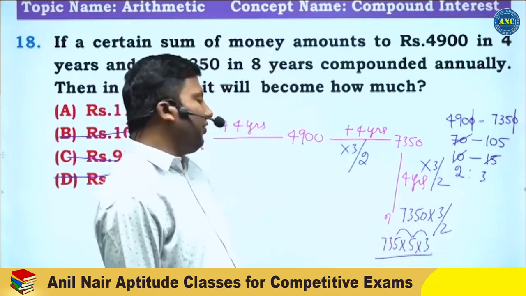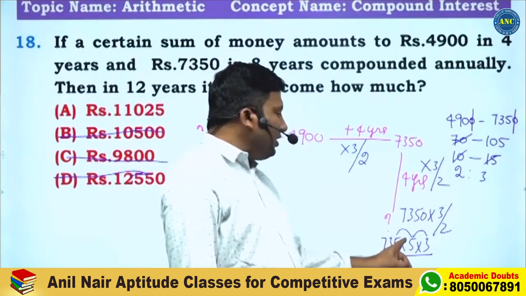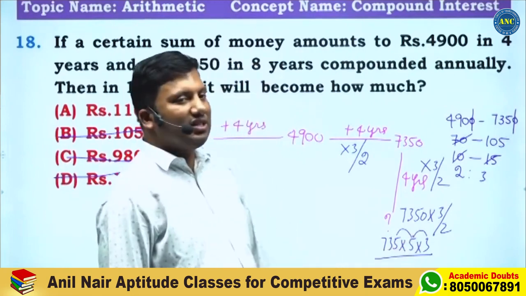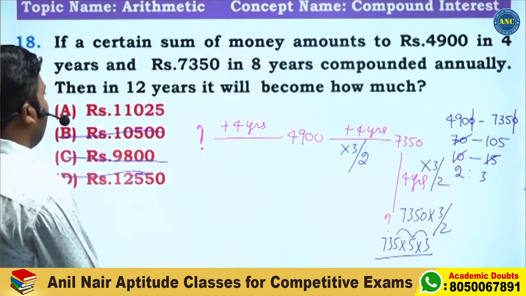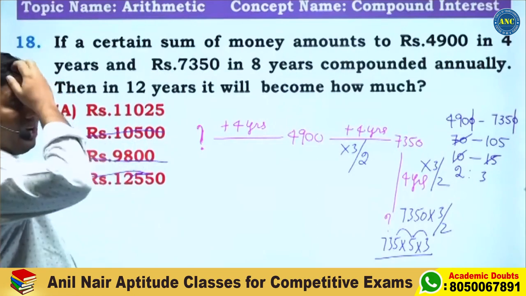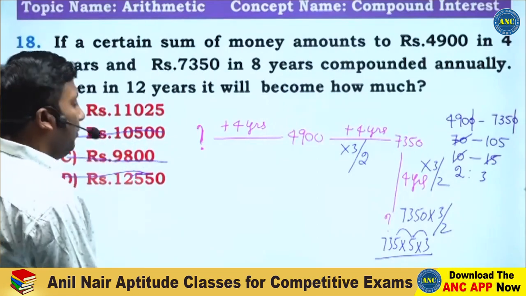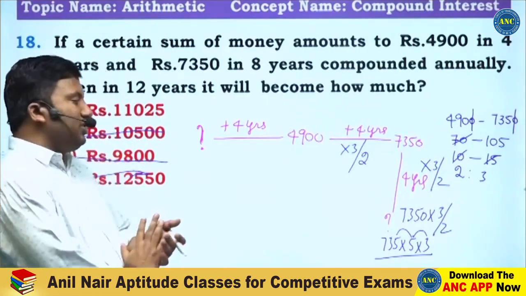So it is 735 into 5 into 3. 5 5s are 25, 5 3s are 15. Unit digit is 5. B, C and D can be eliminated. You can also check by using digital sum.